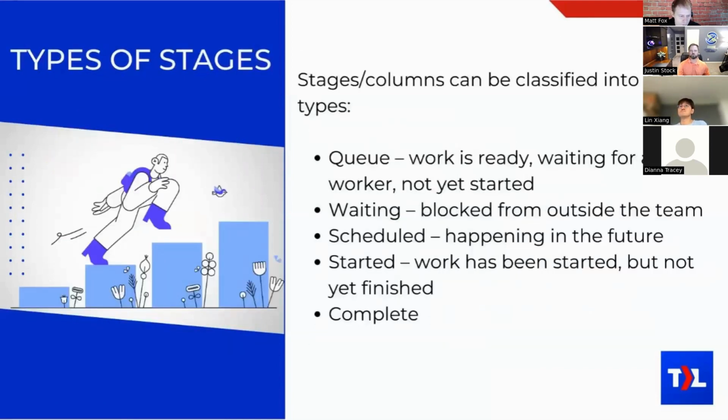Okay, now going into a little bit more detail here, a lot of these stages we can classify into different types of stages. One type would be a queue. That's where the work is ready and we're just waiting for a worker to do it. It hasn't yet been started. Then there's waiting. That's something that's blocked outside of the team. It could be the customer, a vendor, or a different team in the same company. Scheduled, that's happening in the future. Started, work has been started but not yet finished. And then finally complete. Those are the main types of stages that we can have.